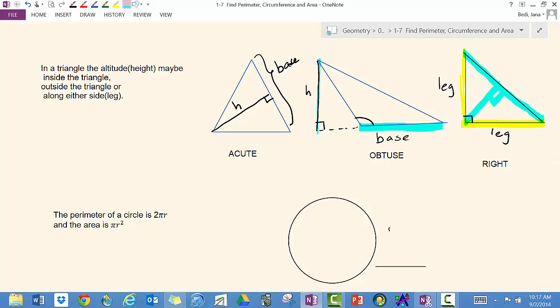Now we come to a circle. The perimeter of a circle, which is the boundary, the round part. Let's say if this was a bangle that you're wearing, what would its length be? Its length would be 2 pi r, and when you want to use pi on your calculator, use the pi button. Do not use the approximation. And the area inside is pi r squared.